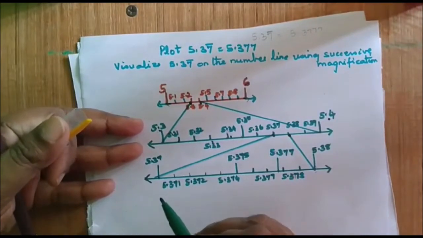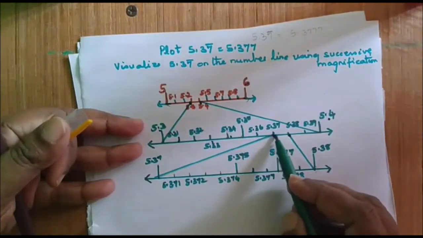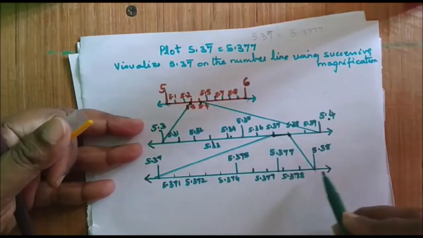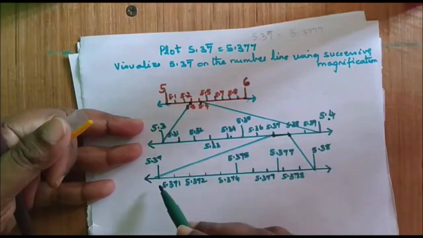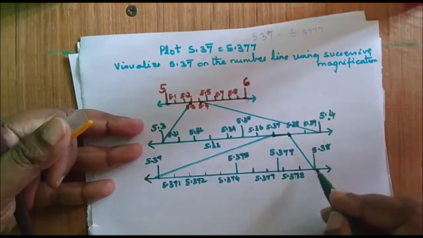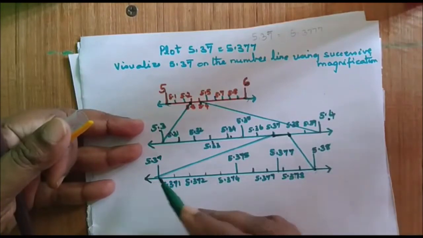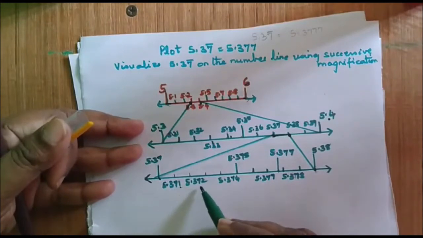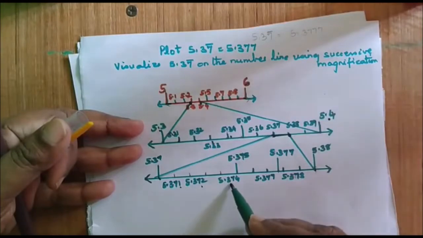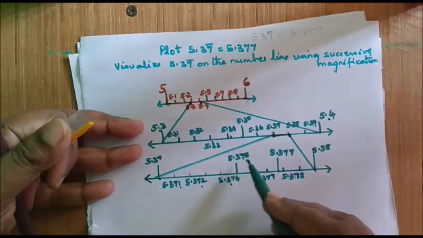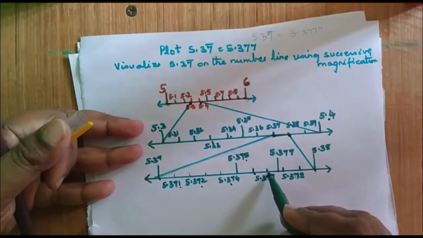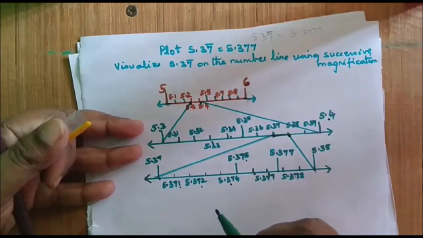Okay. Now we will magnify this distance. We will magnify this distance and make 10 subdivisions. That is 5.37, and between 5.37 and 5.38 the subdivisions will be 5.371, 5.372, 5.374, 5.375, 5.376 and so on.